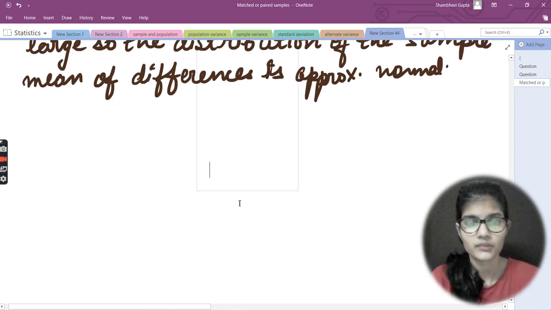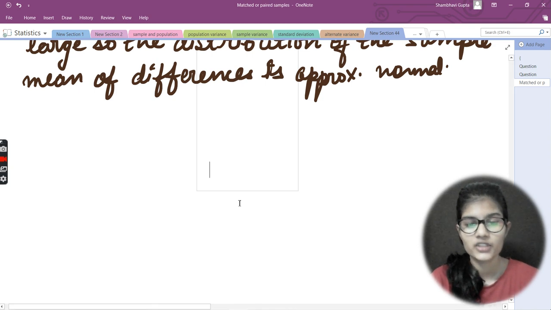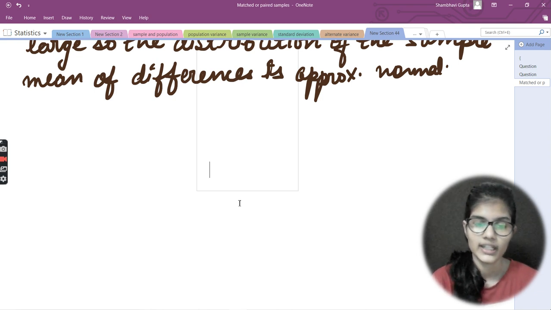Listen to me. Basically, whenever we do a hypothesis test for matched or paired samples, subjects are matched in pairs and the differences are calculated, right? These are things we had already written in the points above. What are the differences? The differences are the data, right? As soon as the differences are calculated, again we get some data.